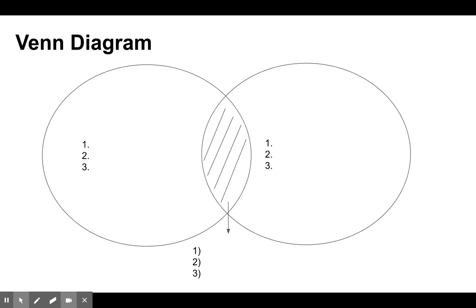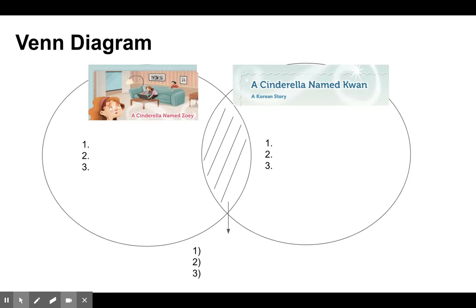Earlier this week, we read two different Cinderella stories. One of them was titled A Cinderella Named Zoe. The other was titled A Cinderella Named Kwan. I want you to fill out this Venn diagram using the two stories that we've read. So in one circle, you're going to tell me all the things you noticed about A Cinderella Named Zoe. In the other circle, you're going to tell me what you noticed about A Cinderella Named Kwan.